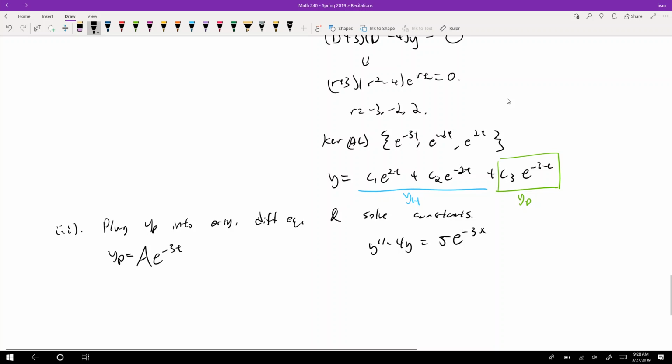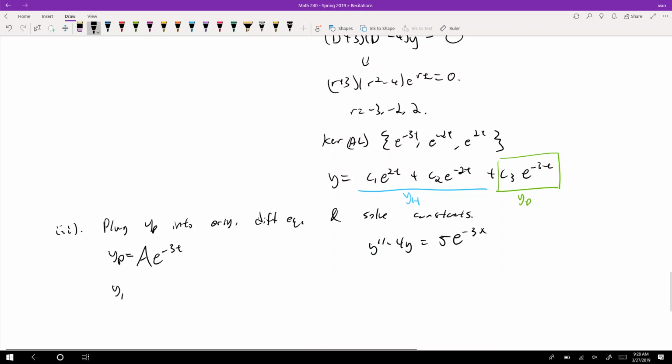Right, so what do I need? Well, in particular, I need y double prime. So when I go back to y of p, I need to take derivatives on my particular solution until I get to the second derivative, because that's what I need to plug back into the equation.